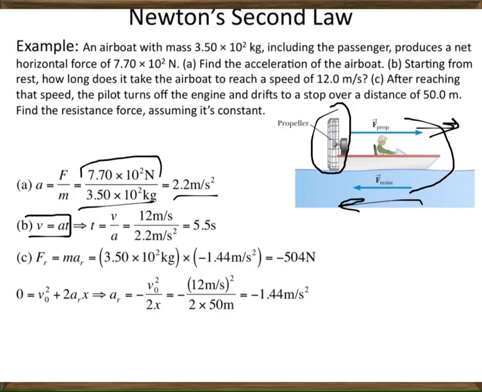And since we know the acceleration from the previous part, you can find the time it takes to reach this velocity, 12 meters per second. So what you do is just solve V is equal to AT for T and divide V by A to find 5.5 seconds. So 5.5 seconds is needed for the boat to reach a 12 meters per second velocity.